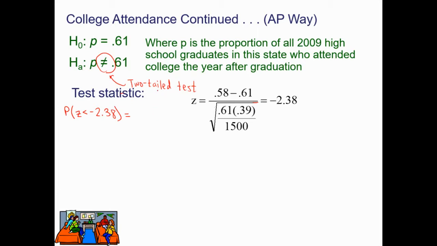.0087. That's the area in the lower tail. To get the area in both tails, we'll just multiply this by 2. Our p-value is 2 times .0087. Again, that's because this is a two-tailed test. 0.0194. Good.